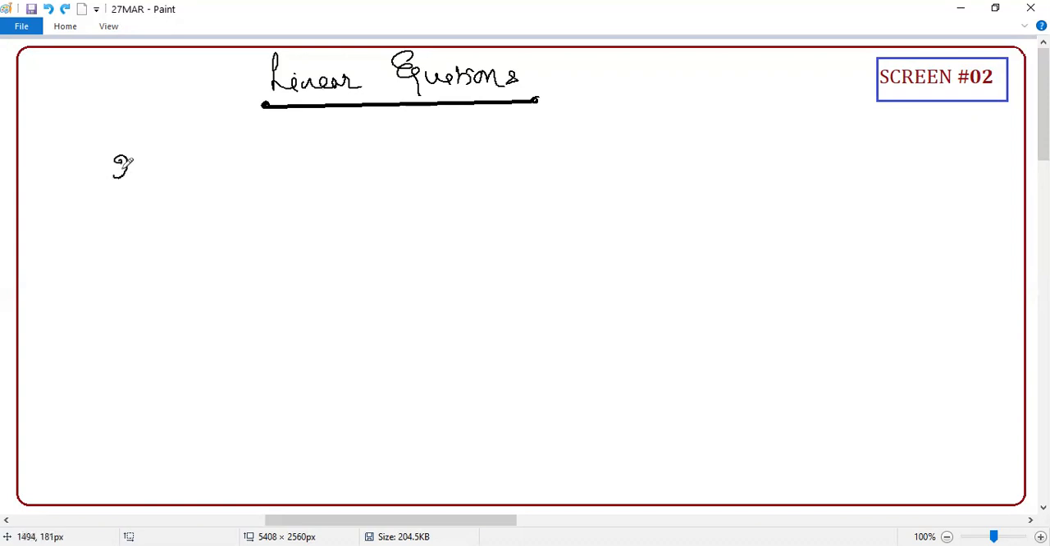For example, if I put 2x, what will you say? It's a linear polynomial, a linear monomial in one variable. Why linear? Because the exponent is 1. Why monomial? Because only one term. Why one variable? Because only x is there. If I put 2x plus y, how to name this?